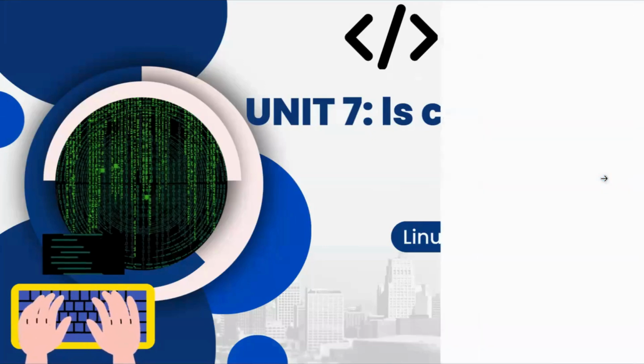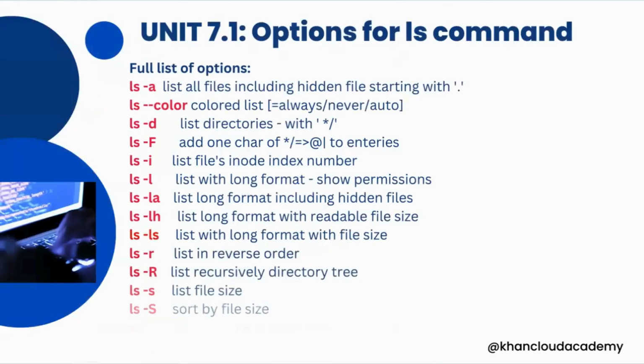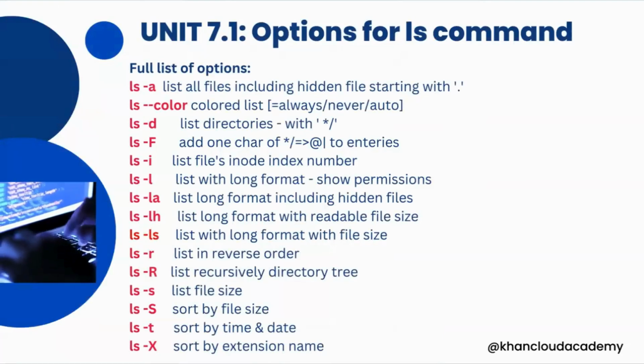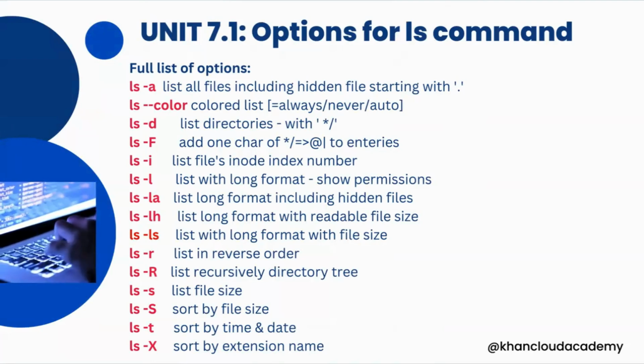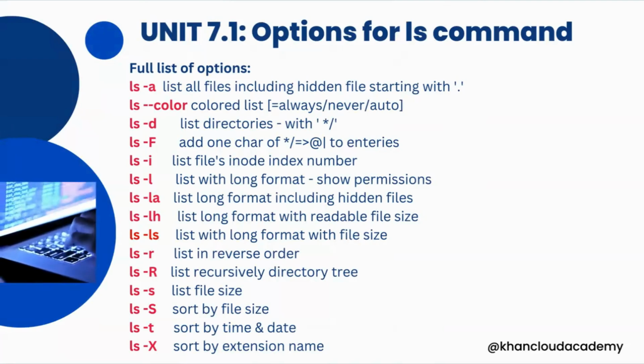These are the options we are going to use with the ls command. ls -a lists all files including hidden files starting with a dot. I will run these commands and show you how they behave on the actual terminal. ls --color lists always, never, or auto. ls -d lists directories with an asterisk slash. Let me check.